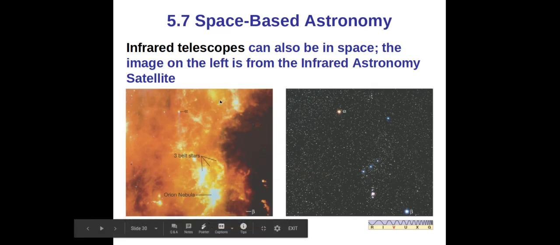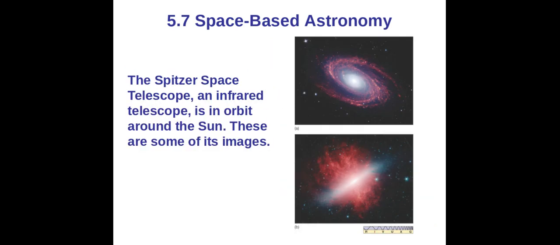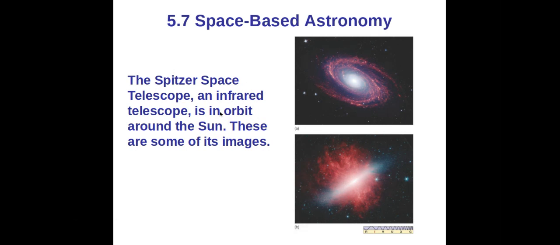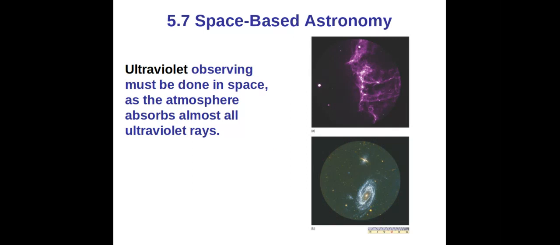Here is infrared of the Orion Nebula. So here's the Orion constellation. Here's the Orion Nebula right down there. You can see the sources of heat using the infrared telescopes as well. Spitzer Space Telescope has an infrared telescope in it, and we put it in orbit around the sun to get some very cool images that way.